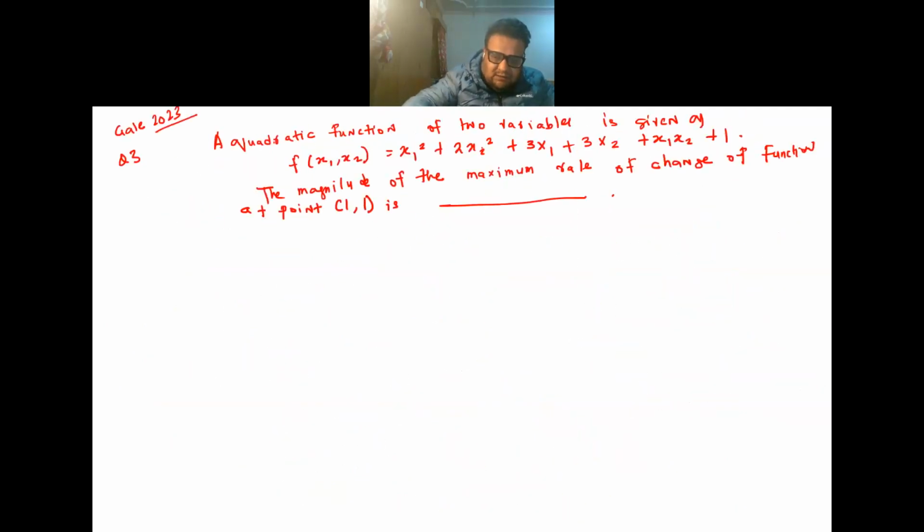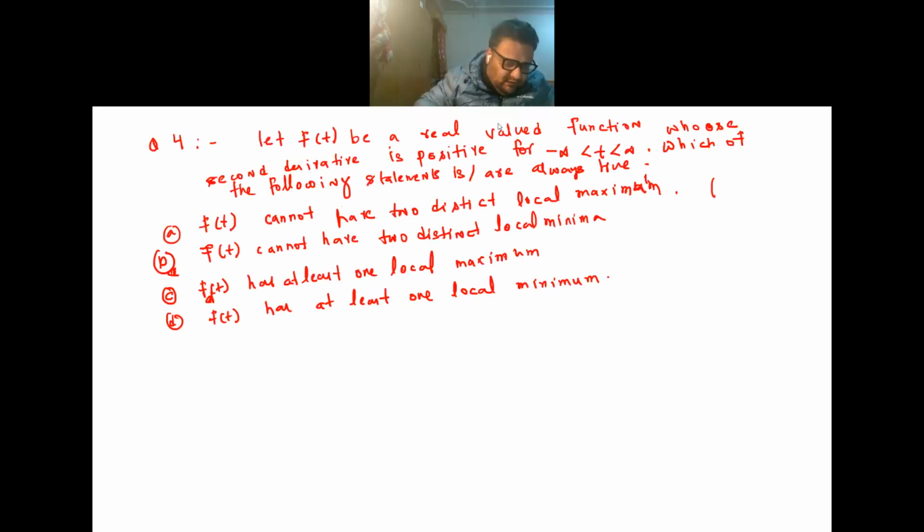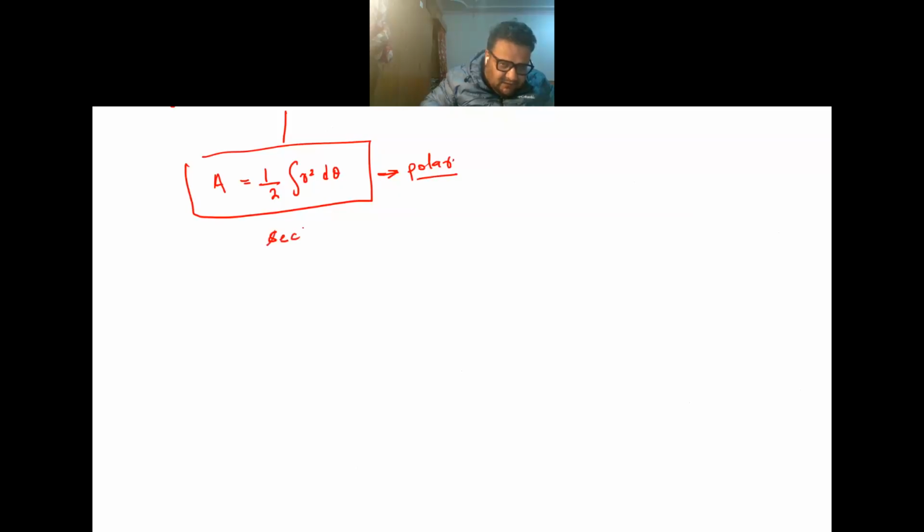So I'll just go to the next slide here. What I do is I calculate half into integration of r squared d theta. This is for the area in polar coordinates. Why is this so? Because I'm just calculating the sector area. Sector area is given as half r squared into delta theta. So this is my sector area, and I can calculate this in polar as half integral of r squared d theta.